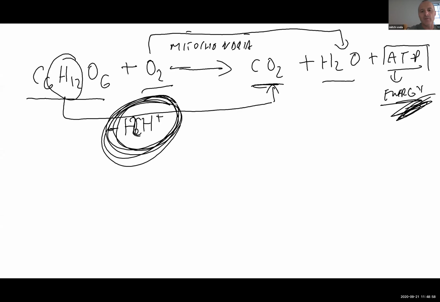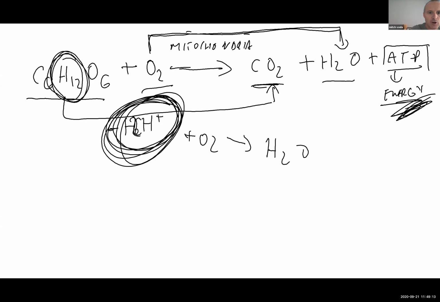Now, who's gonna pick up these 12 hydrogens? These 12 hydrogens are gonna be picked up by the oxygen, which will turn them into water. So that's what happened right here. These hydrogens lost here will be picked up by the oxygen, and then they turn into water. That's the synopsis of cellular respiration when we look at it in chemical terms. Glucose plus oxygen turns into carbon dioxide and water.